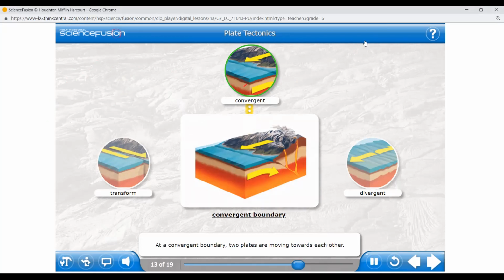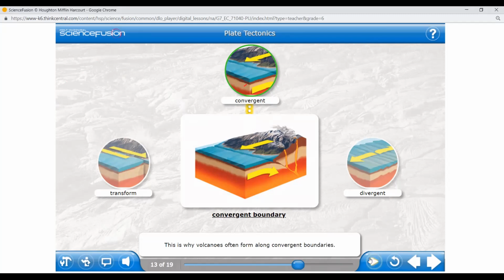At a convergent boundary, two plates are moving towards each other. When they collide, two things can happen. In one case, the edges of the two plates crumple upwards, forming mountains. In the other case, one plate is forced to move under the other. As the plate is forced downward, it melts, producing liquid magma that rises to the surface.